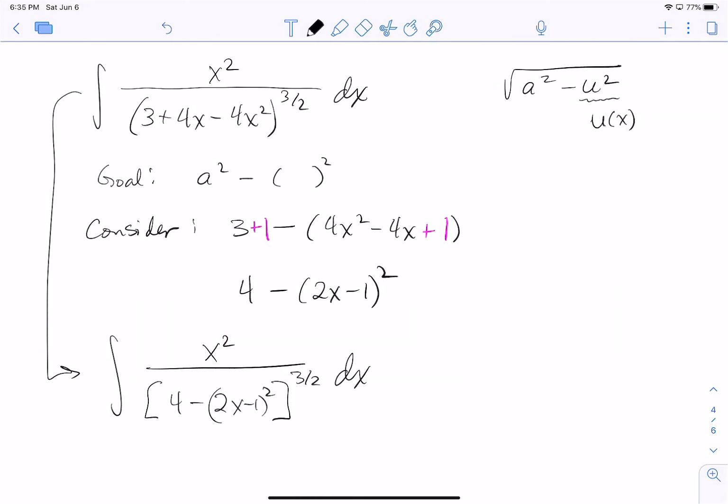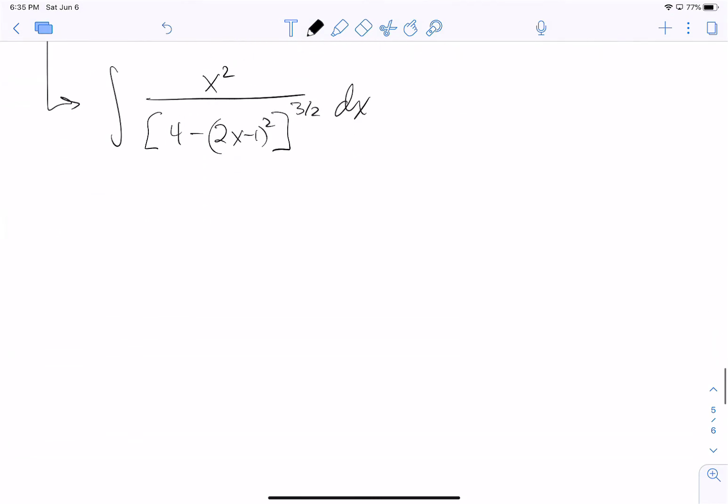At this point, what you have is an integrand, the denominator of which fits the pattern that we can use for a trigonometric substitution. And so I'd like you to pause this and see if you can come up with the substitution and evaluate the integral.